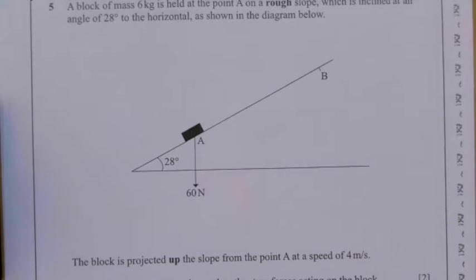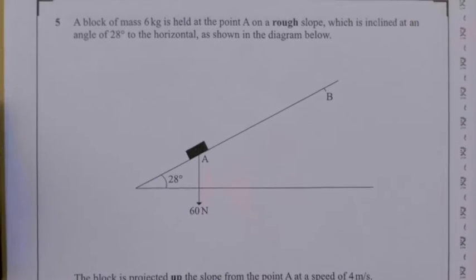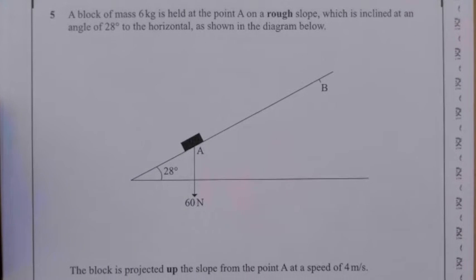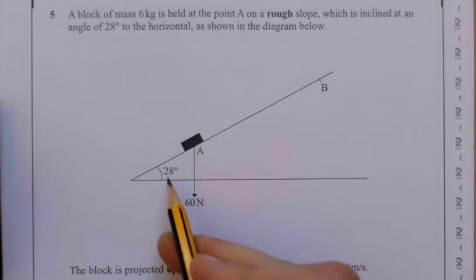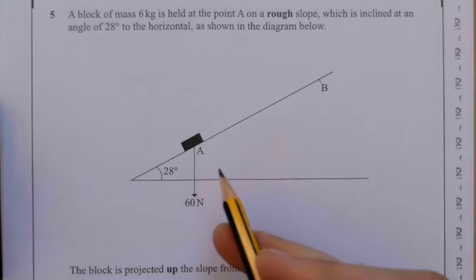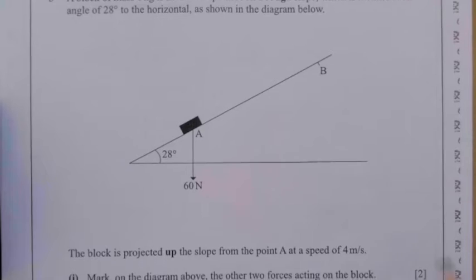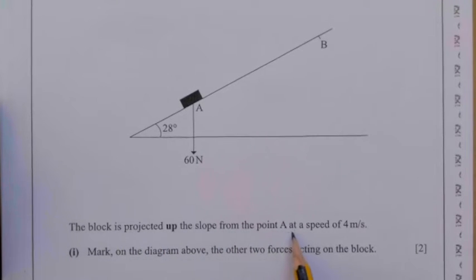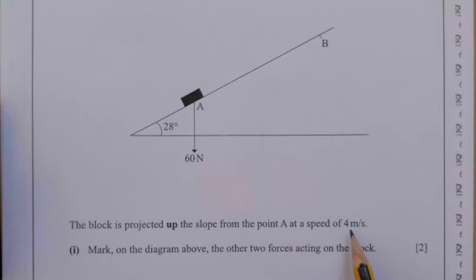On to question 5. A block of mass 6 kilograms is held at a point A on a rough slope which is inclined at an angle of 28 degrees to the horizontal as shown in the diagram below. The block is projected up the slope from a point A at a speed of 4 meters per second. Mark on the diagram above the 2 other forces acting on the block.